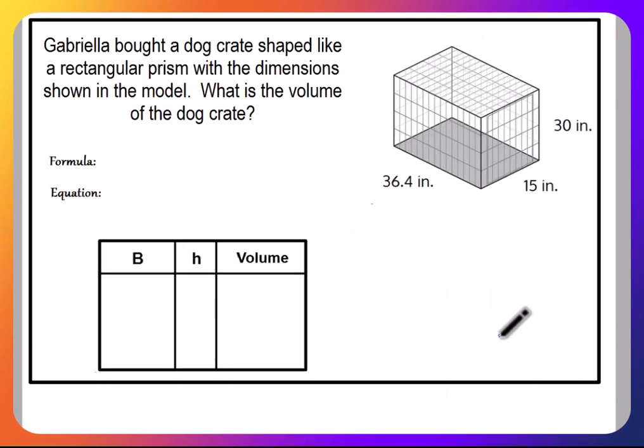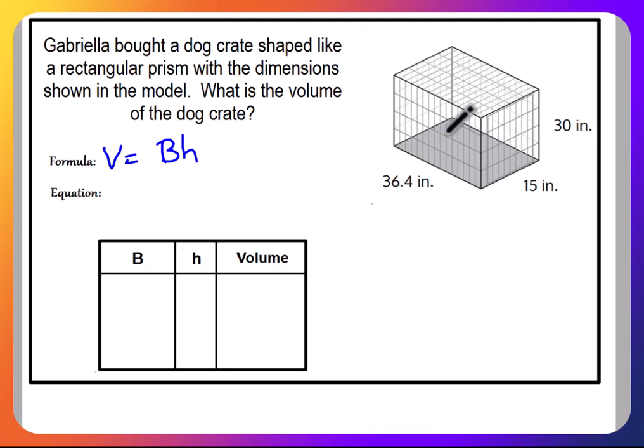Okay, let's do one more. Gabriella bought a dog crate shaped like a rectangular prism with the dimensions shown in the model. What is the volume of the dog crate? Okay, so first of all, formula. Capital V for volume equals capital B for base area times the height.